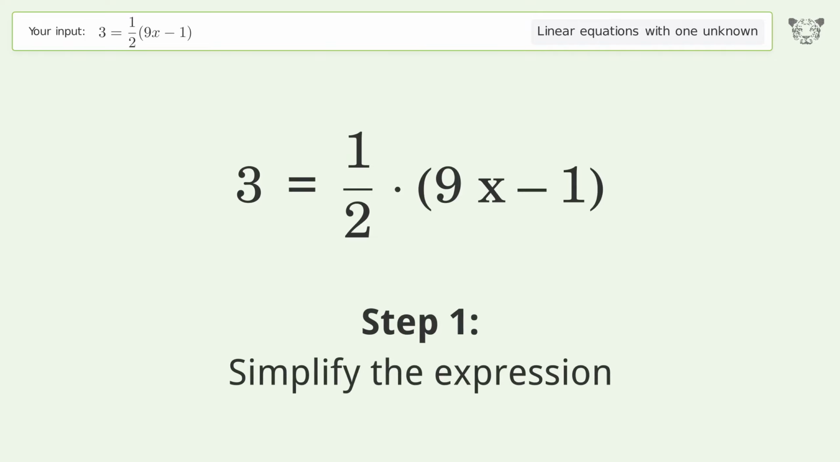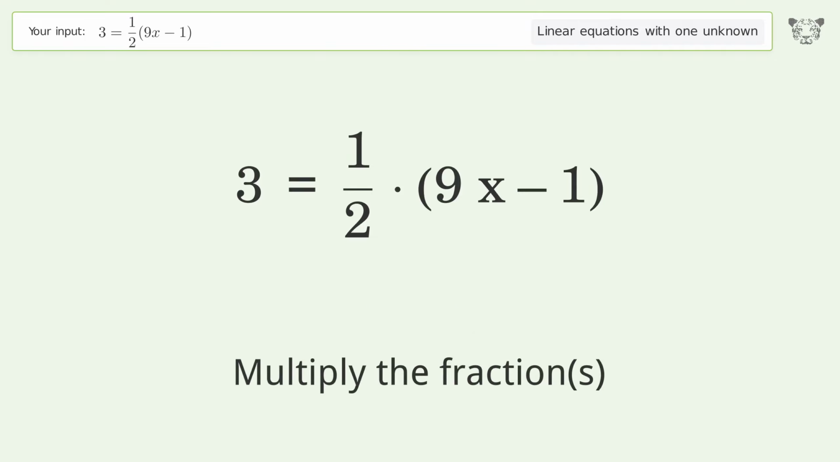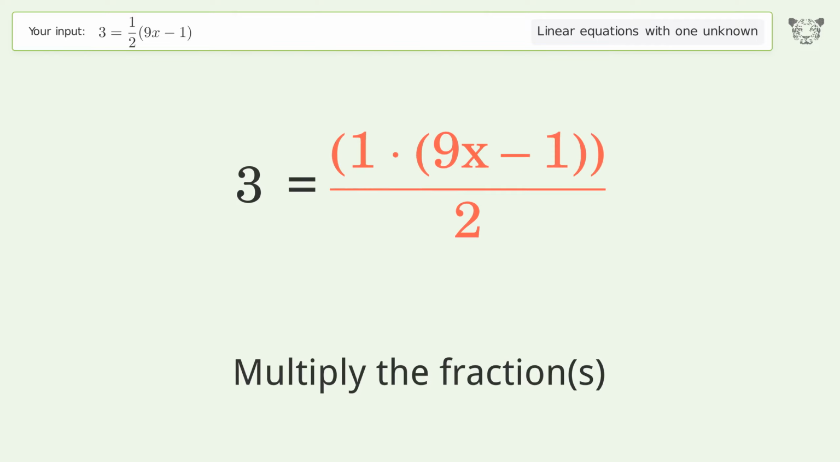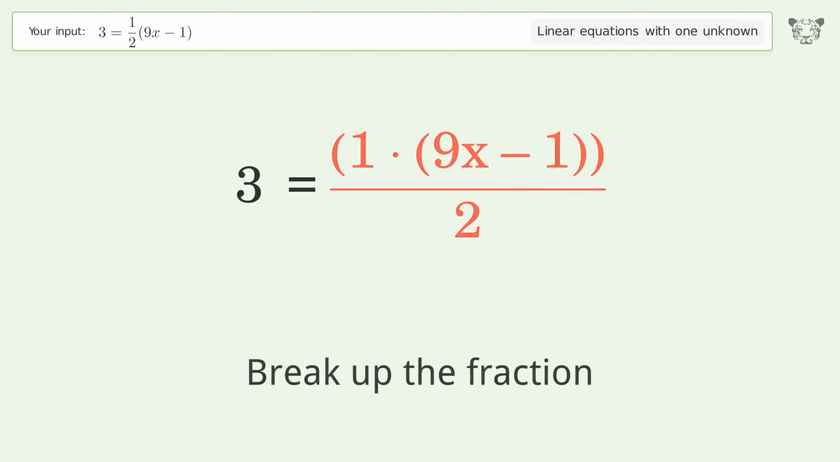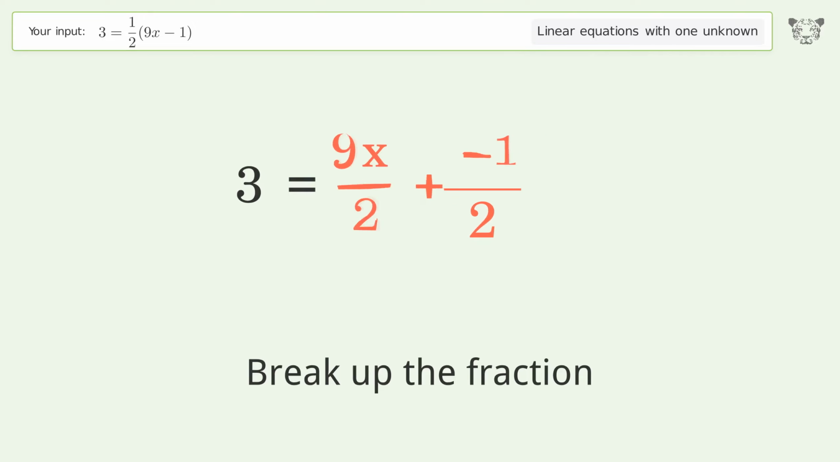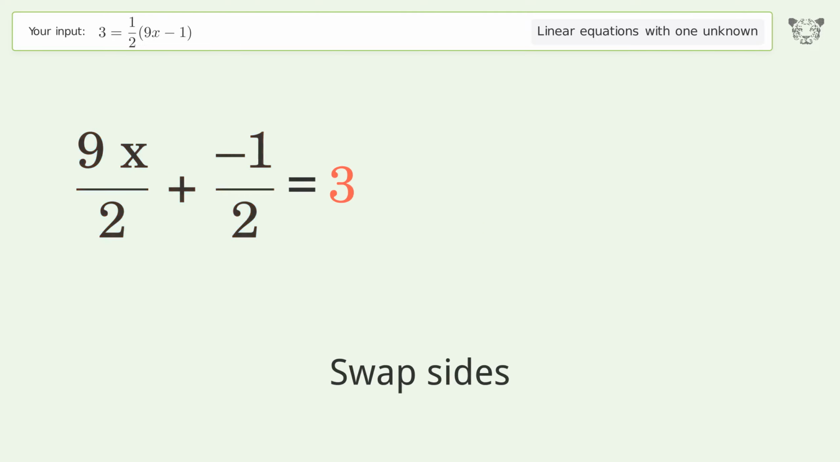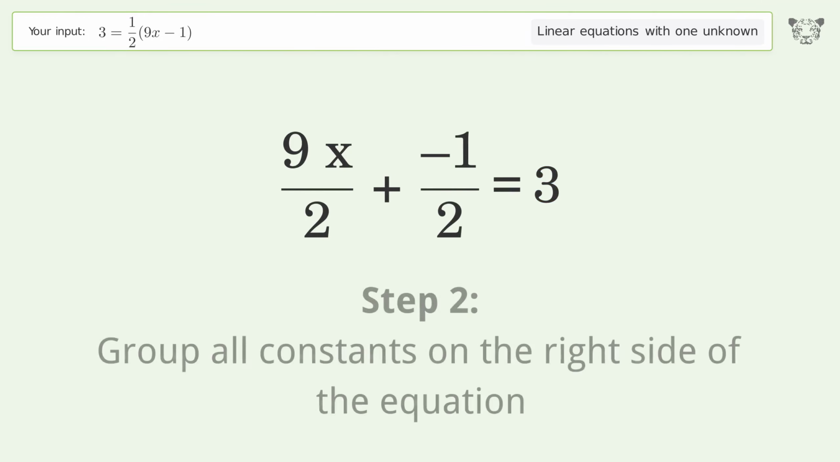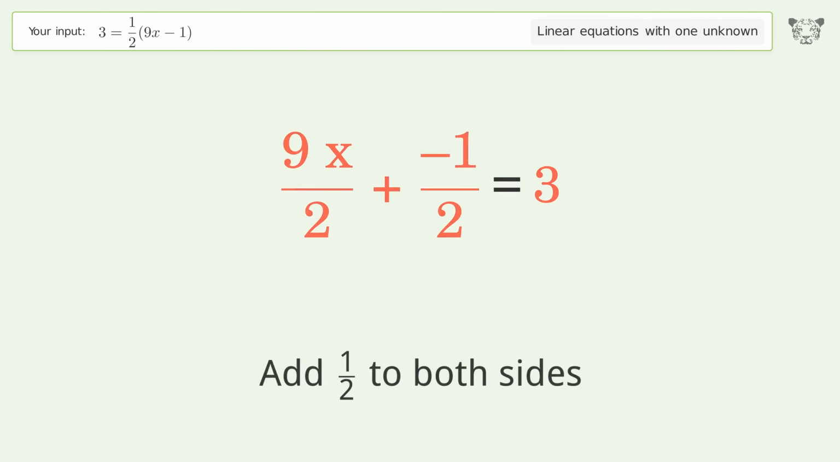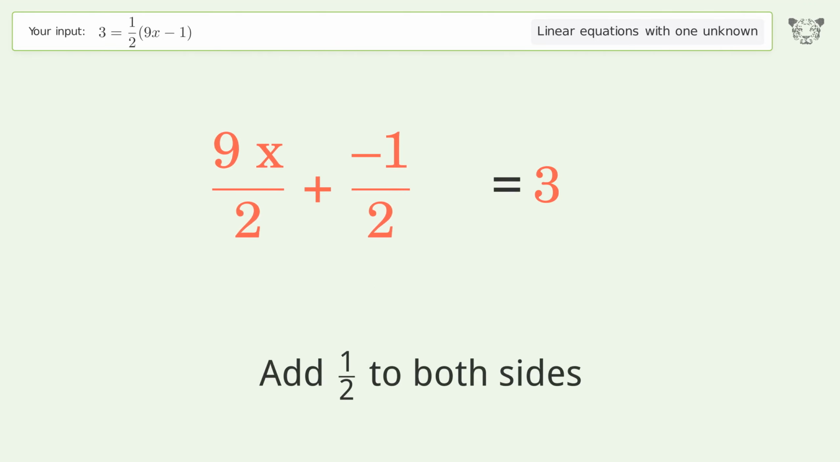Simplify the expression. Multiply the fractions. Break up the fraction. Swap sides. Group all constants on the right side of the equation. Add 1/2 to both sides.